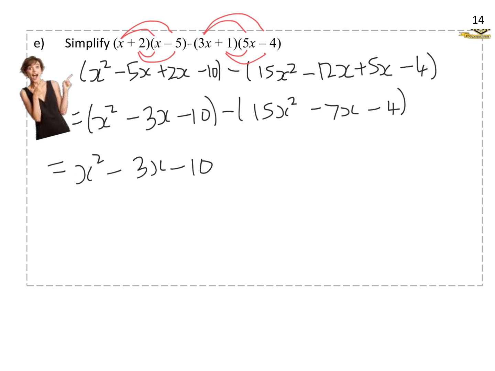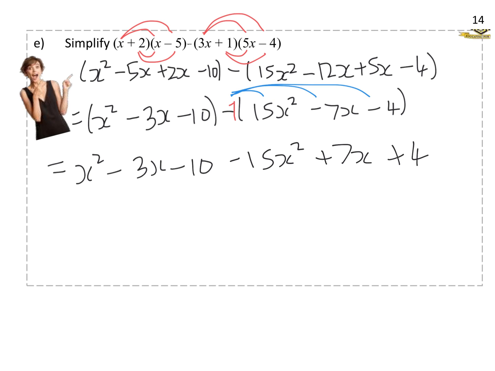It may help if you want to put a 1 in front of that bracket, and then you can multiply through, expand that bracket out. So that would be minus 1 times 15x squared, minus 1 times minus 7x, and minus 1 times minus 4. Let's do that again. Minus 1 times 15x squared will be minus 15x squared. Minus 1 times minus 7x. A minus multiplied by a minus will give us a positive, so that will be plus 7x. And finally, minus 1 times minus 4 will give us positive 4.